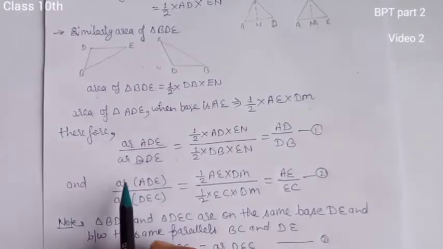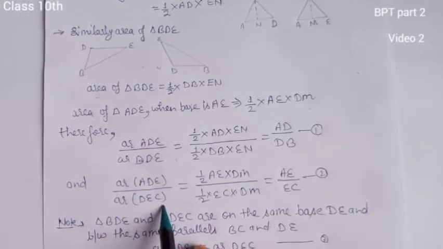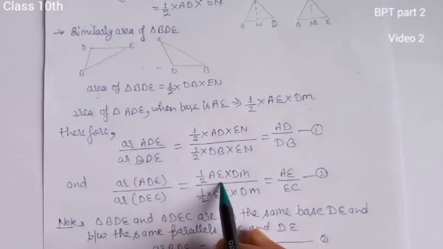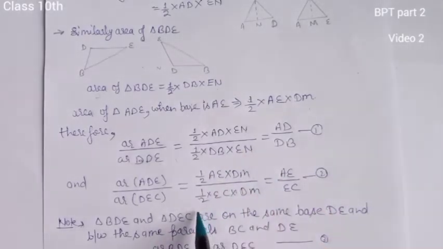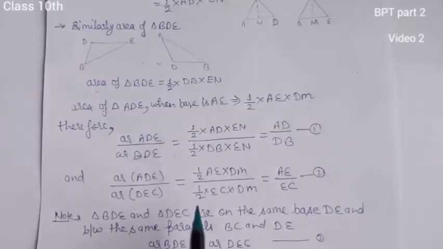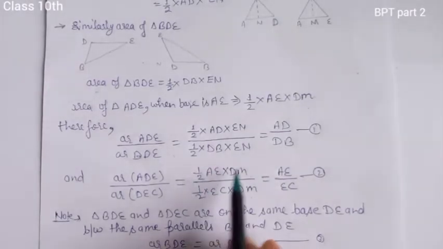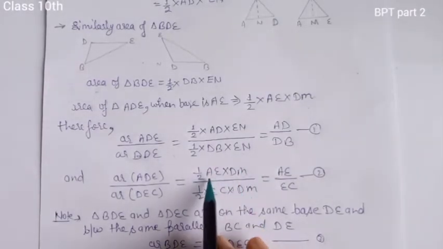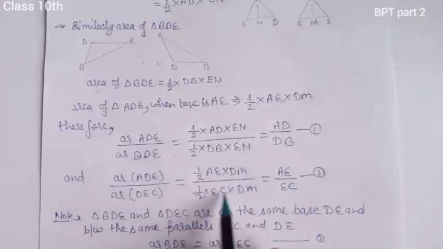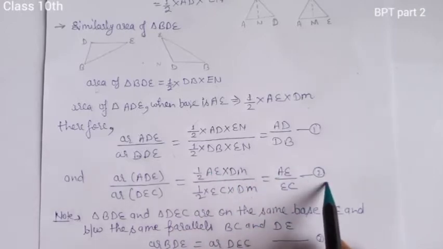Now divide the area of triangle ADE by triangle DEC. So 1/2 × AE × DM, and in a similar way 1/2 × EC × DM. So 1/2 is cancelled by 1/2, and DM is DM. What is left is only AE/EC. Make it equation 2.